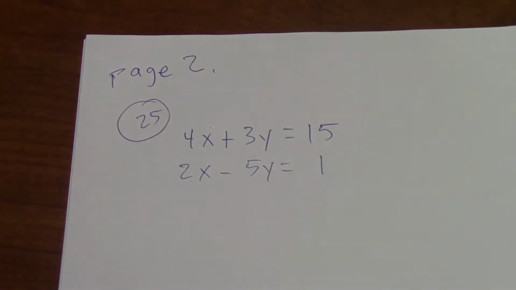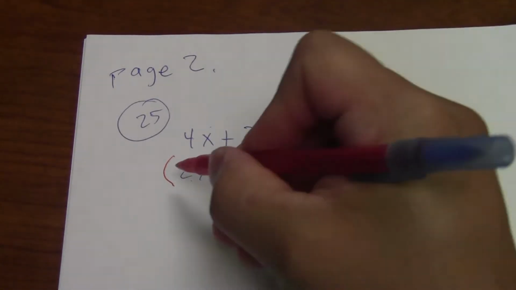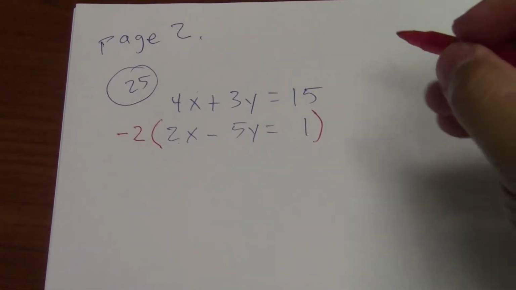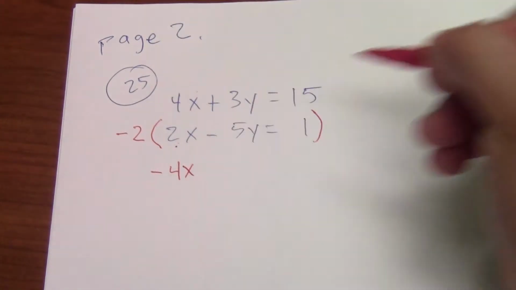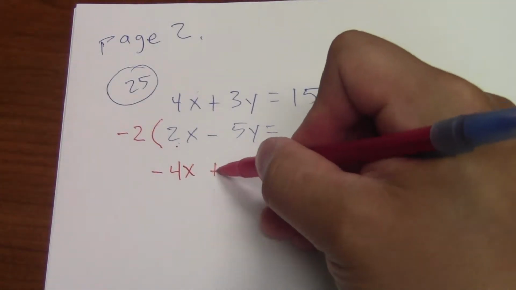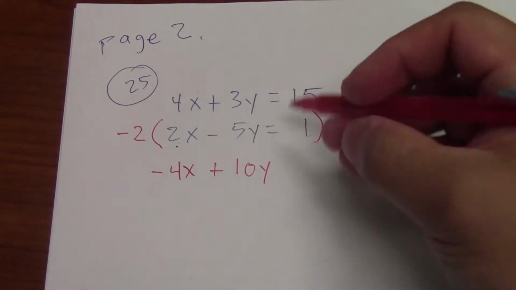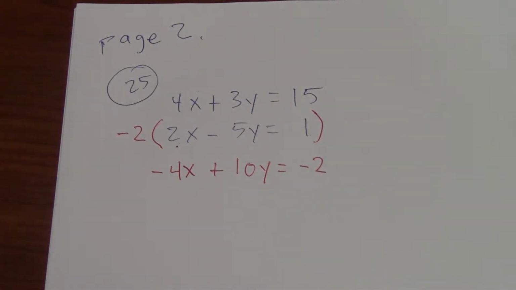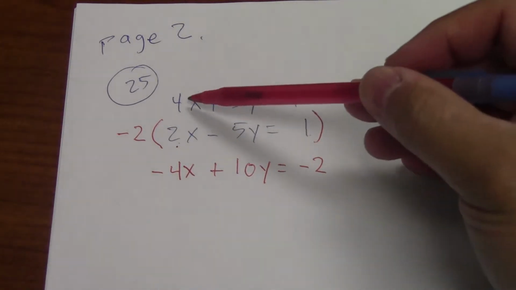Now, the way I do that, I'll put parentheses around the whole thing. I'm going to multiply the entire thing by a negative 2. So, negative 2 and 2x is negative 4x. Negative 2 and negative 5y is positive 10y. And negative 2 times 1 is negative 2. Now I'm going to pretty much forget about this, and I'm just going to add these two together.